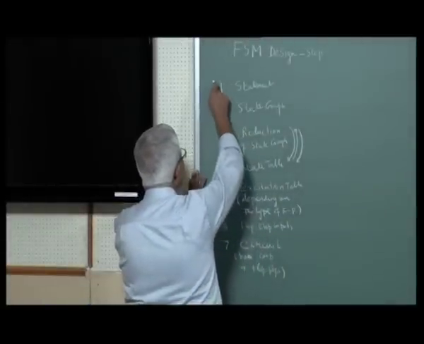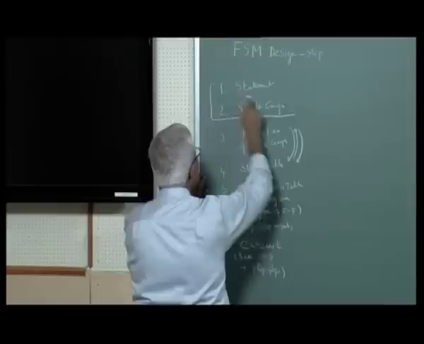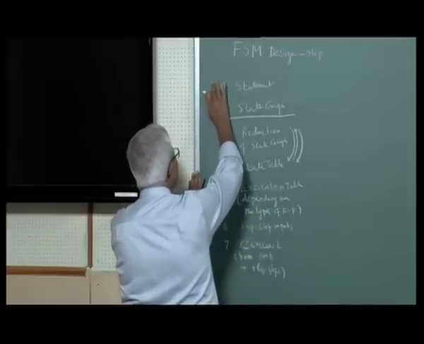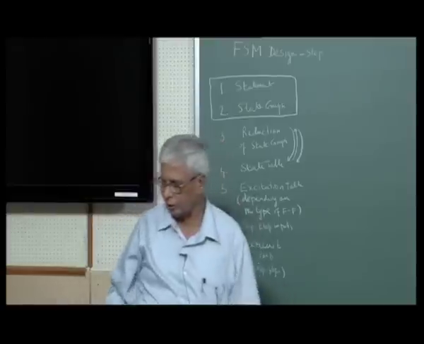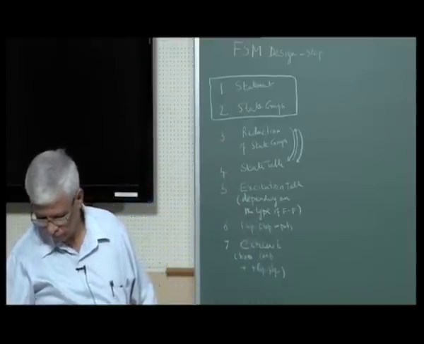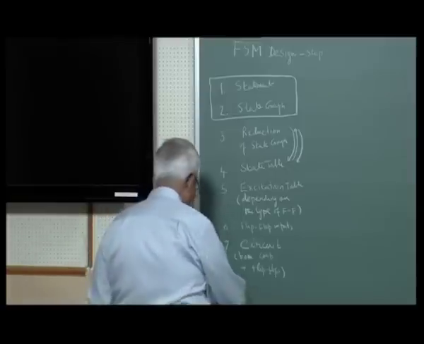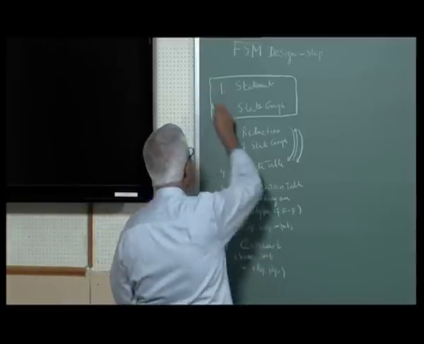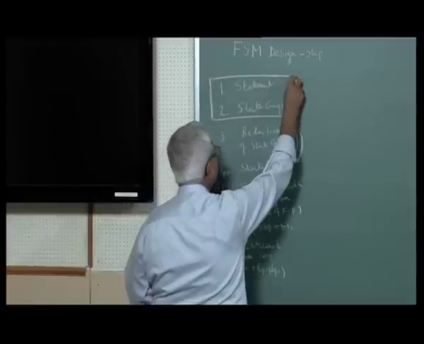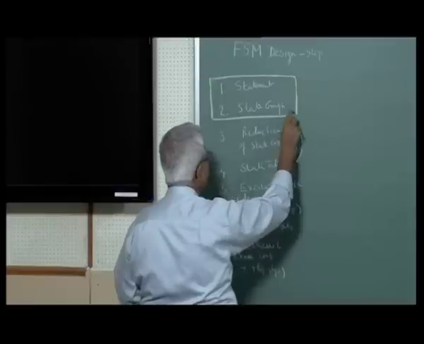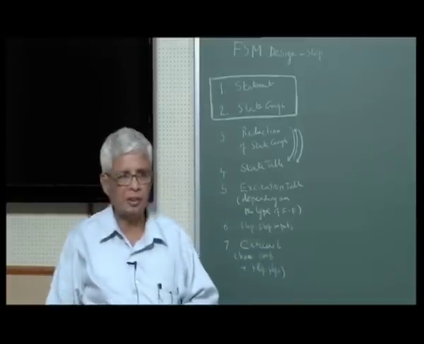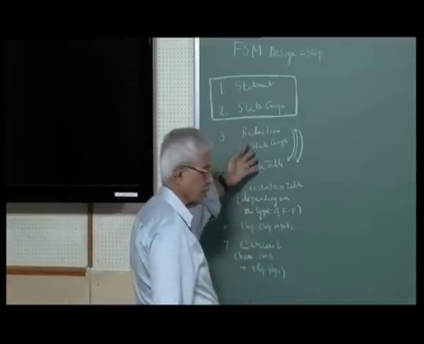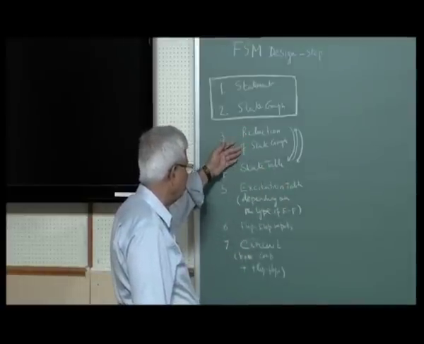So the only step we have not seen so far here is how do you convert a given problem statement into a state graph. That will be the focus of today's lecture. You are given a statement of the problem, you have to draw the state graph. That is the most critical step in the design. Once you have a state graph, everything else is a mechanical procedure. Once you have the state graph, you know how to draw the state table.